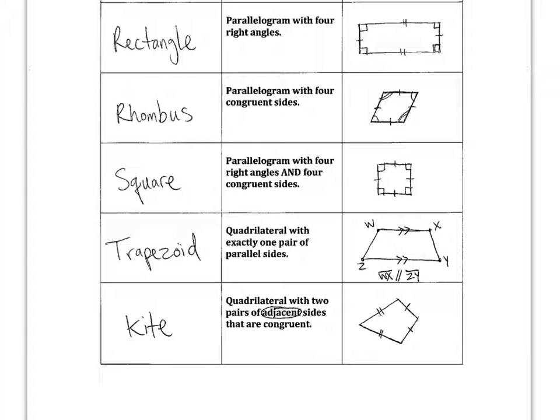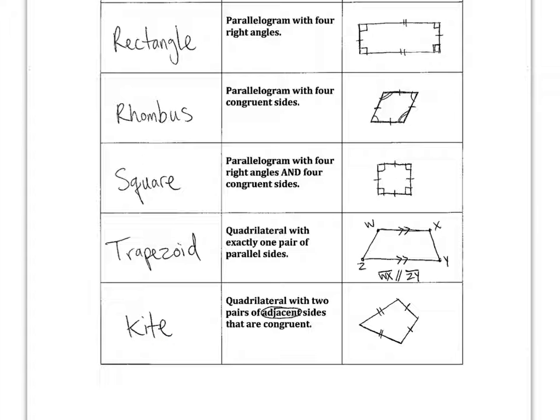A trapezoid is a quadrilateral, has four sides, with exactly one pair of parallel sides. So here's your parallel sides. It can only have one. That means the other sides cannot be parallel.